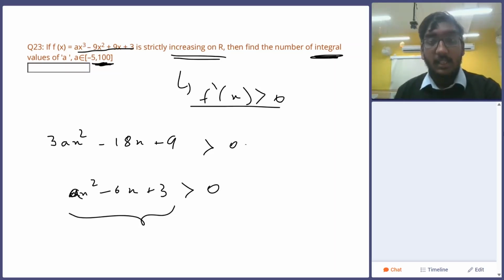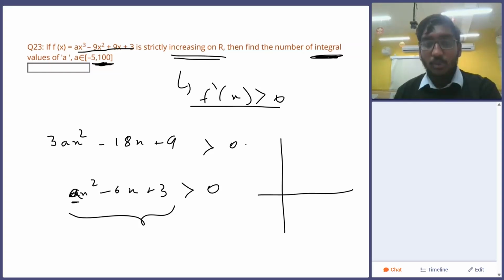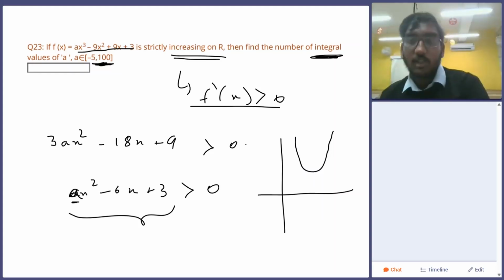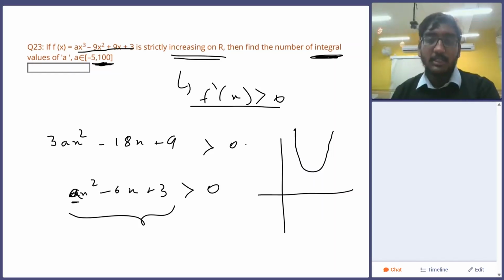In case a is positive, how should the parabola look? It should look like this, correct? Then only we can say that even if it intersects the x-axis at one point, it will be greater than or equal to 0. So equal roots it should not have, distinct roots it should not have, it should never have any roots. Roots must be purely imaginary, then only it will never intersect the x-axis. So this is how it should look like.